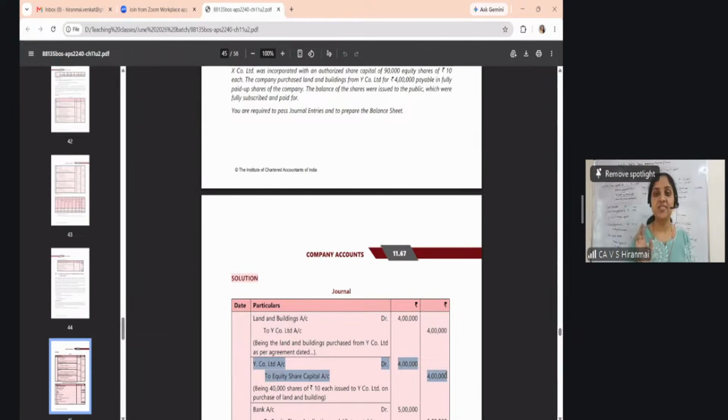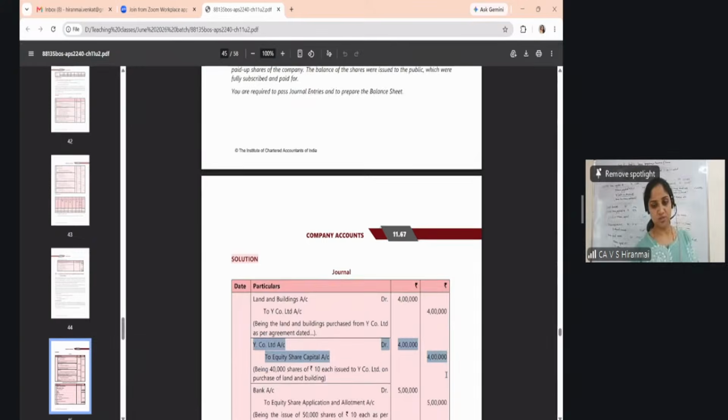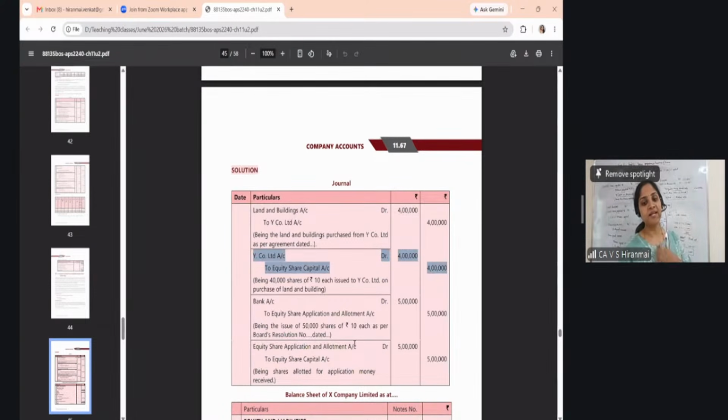This is because the 4 lakh value of the land and buildings you have purchased from him, not given cash. You don't have the cash, so you are not giving him the cash. What you are giving them instead? Share capital. So this is issue of shares for consideration other than the cash. And finally, it will be bank account to equity share application and allotment, and equity share application allotment to equity.